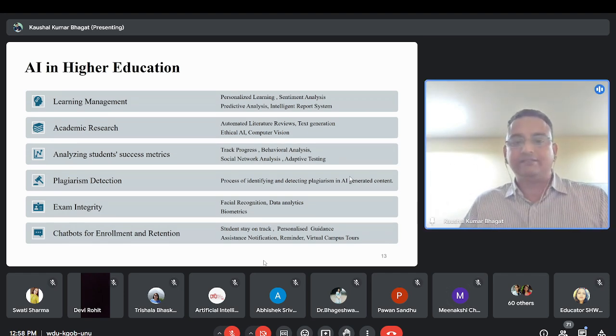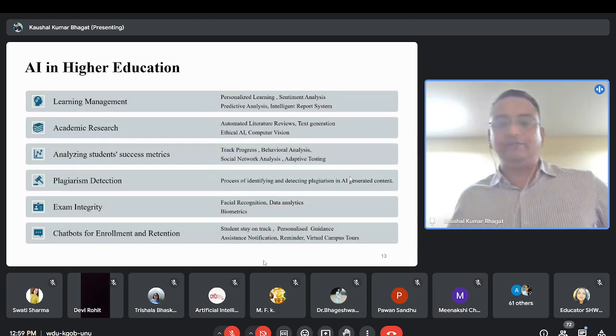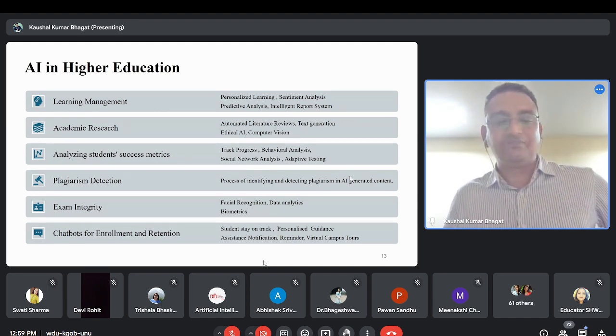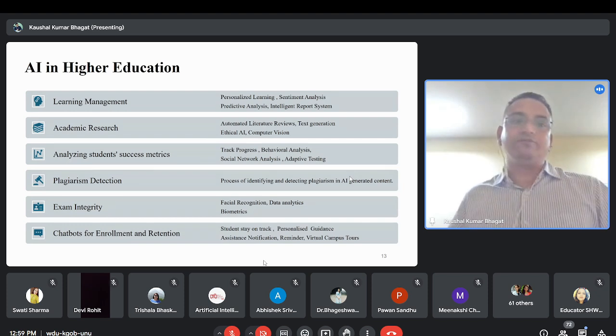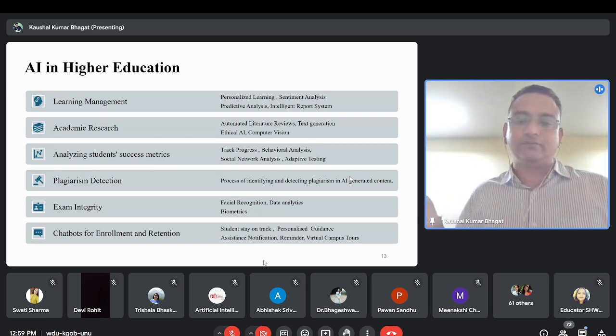So plagiarism detection is one of the areas. Even nowadays, if you are having some kind of content created using artificial intelligence, there are some platforms that can detect whether it is humanly written or whether ChatGPT, NLP or any generative AI has been used to develop the content. So that is another thing. Then exam integrity, where we have face recognition, and biometric systems could be implemented. Then chatbots for enrollment and retention. So how many students are dropping out, those kinds of notifications could be provided.